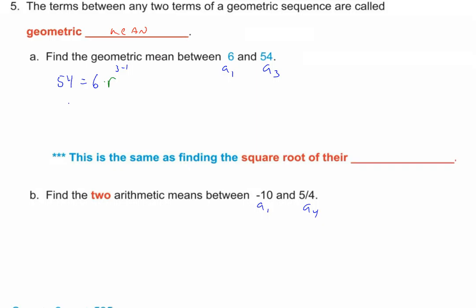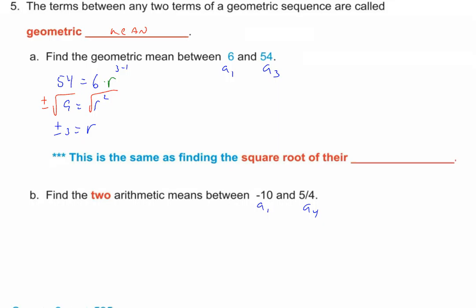So what is that? 9 equals r squared. Take the square root of both sides. And again, we're stuck with this plus or minus, right? Because again, we know the first and third. So you get plus or minus 3 equals r. That's really all you need now to finish off and find the second term. And you could go the shortcut route if you want to.